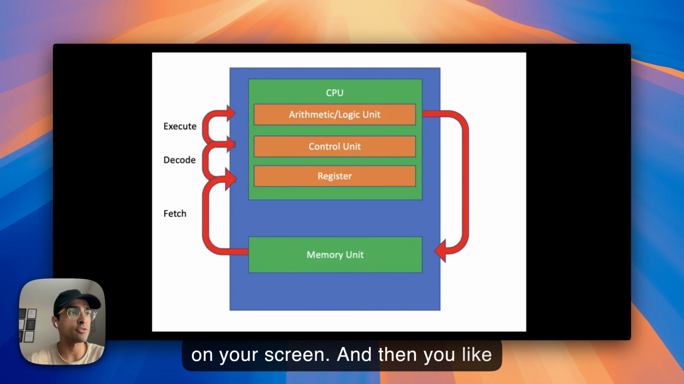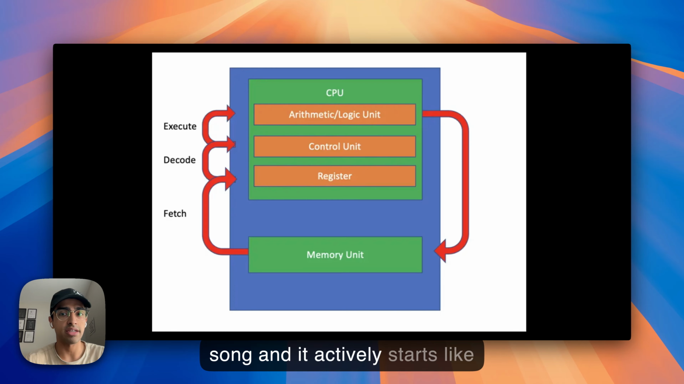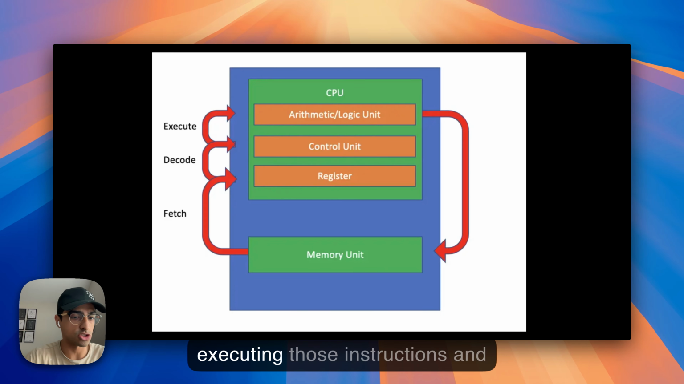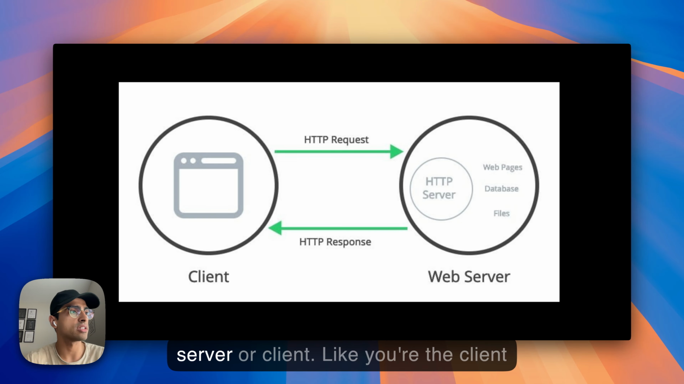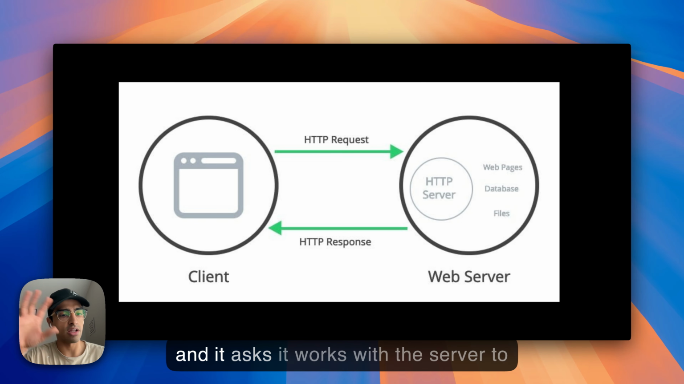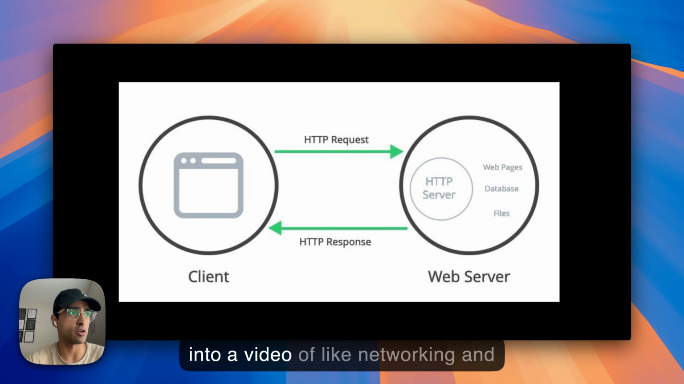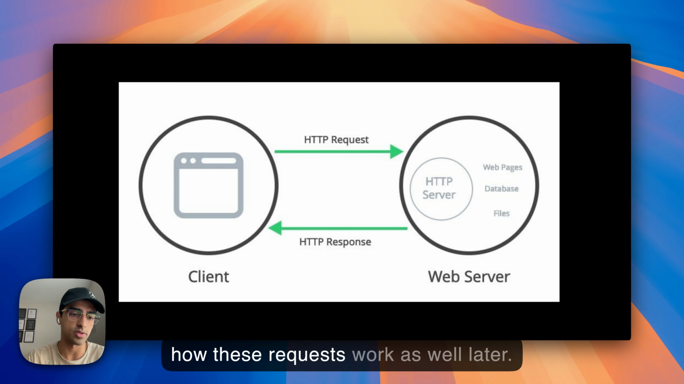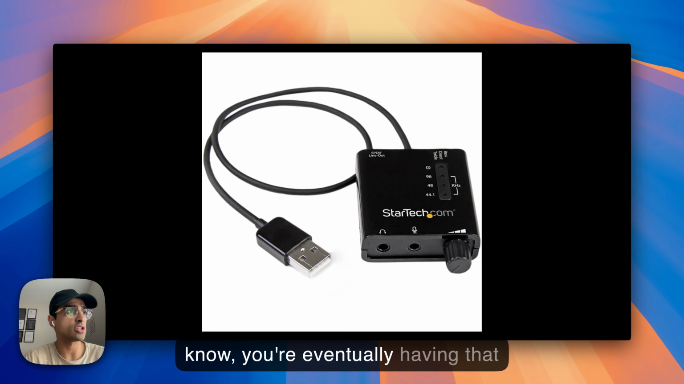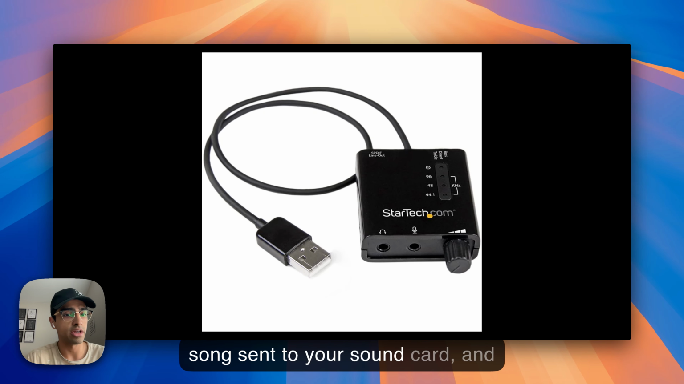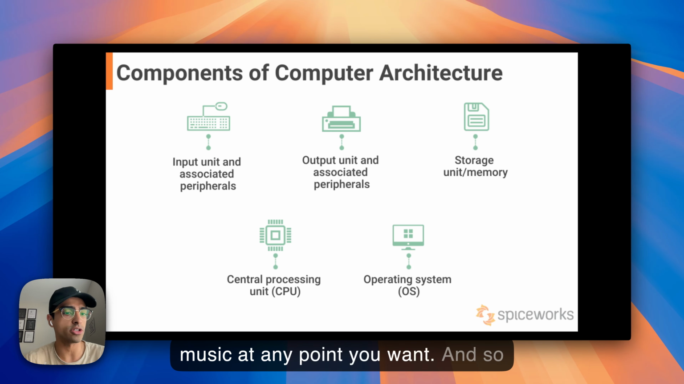And then you fetch for a playlist, or you pause a song, and it actively starts executing those instructions, and working with something called a server or client. You're the client, and it works with the server to handle requests. And I'll be going into a video of networking and how these requests work as well, later. And then essentially you're eventually having that song sent to your sound card, and you're able to listen to your music at any point you want.